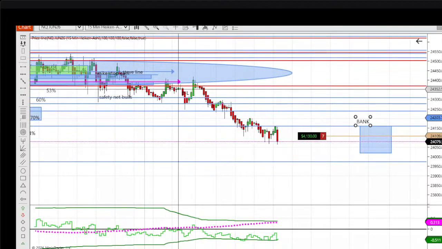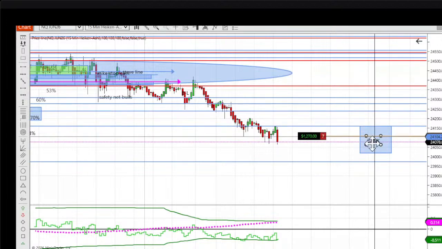These tops and bottoms are your bank levels. Bank level top, bank level bottom.